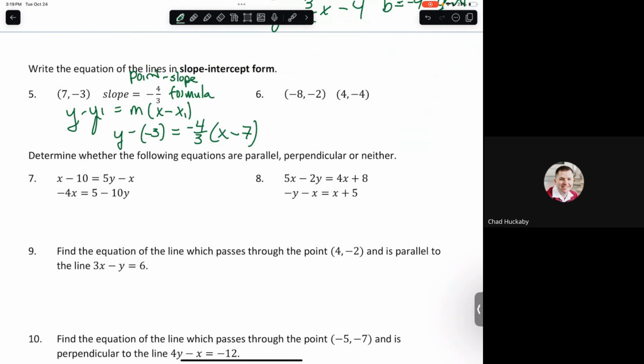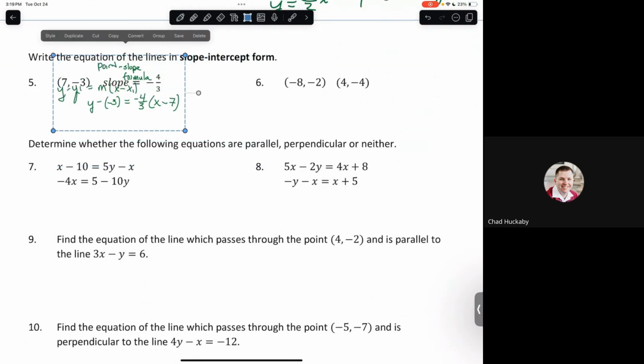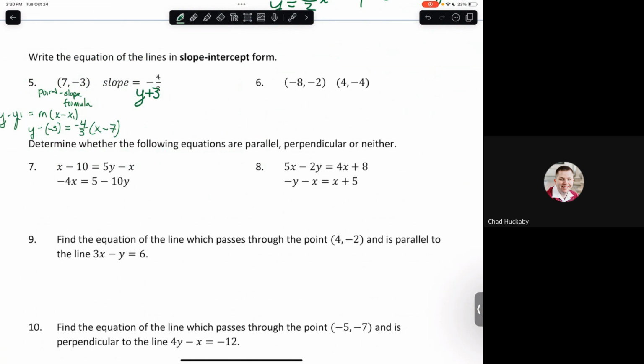Now we're almost there. We're not quite there, though. I'm going to make this all a little bit smaller, so we'll have some space. So y minus a -3 is the same as y plus 3 equals, we can distribute -4/3 x plus what value? 28/3. 7 times 4 is 28.